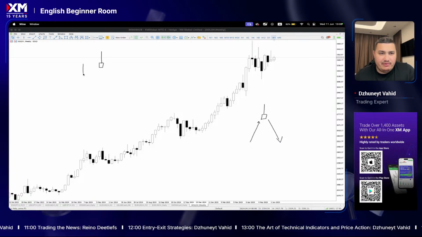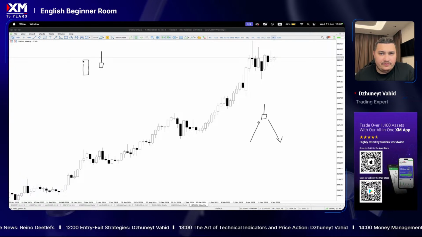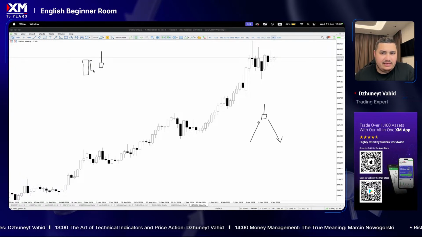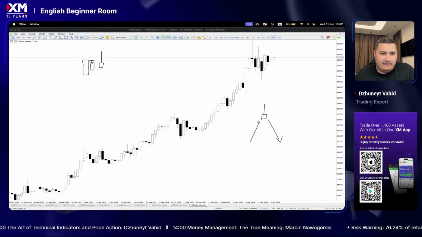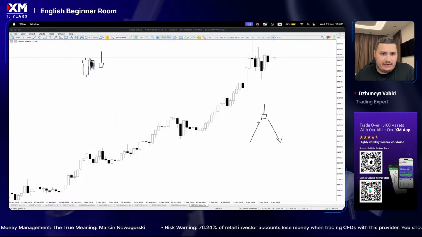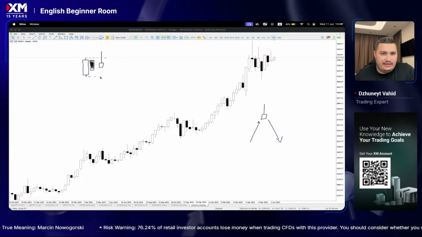We have a mother bar, and we have a baby bar. This is candlestick. Yeah, it's fun. Names are fun, quite funny. This is the mother bar's range. That's the high of the price. That's the low price. And then you have a baby bar inside the mother bar's range.